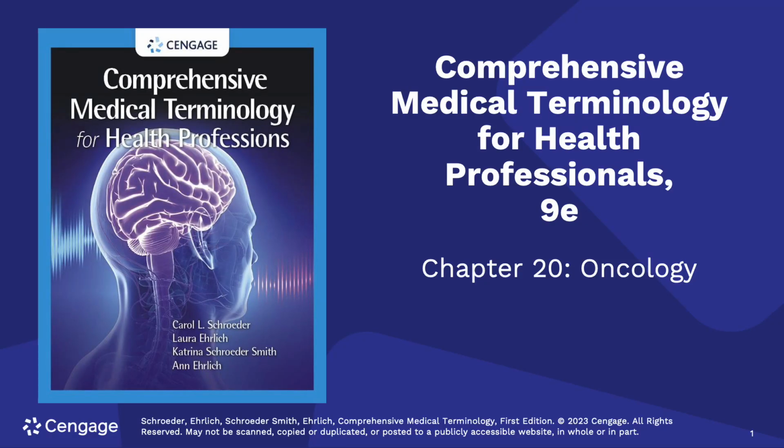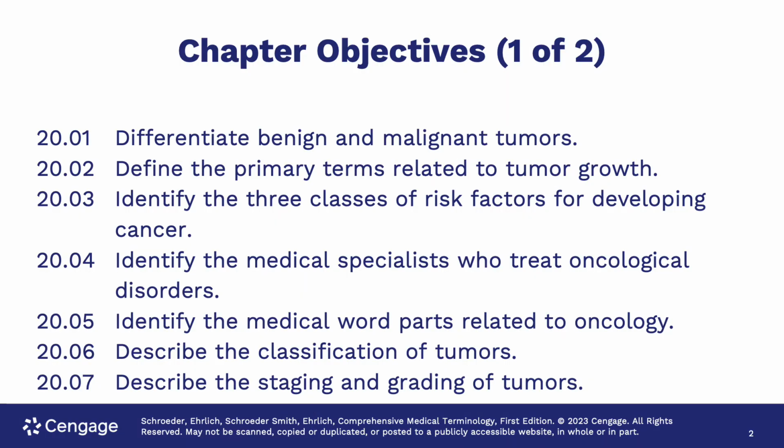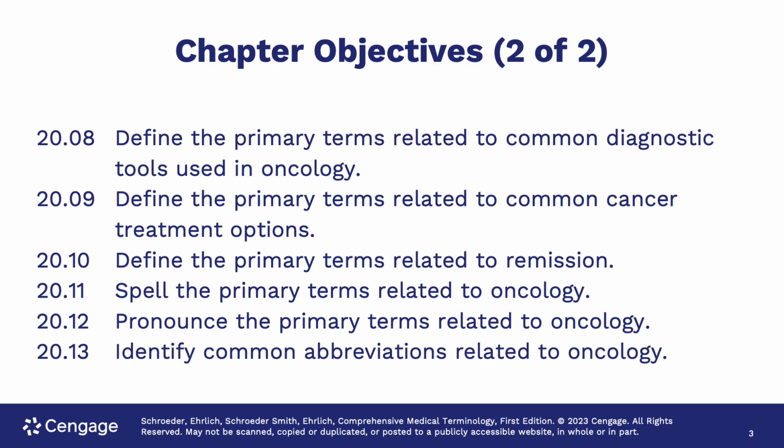Hi everyone, welcome to the lecture for Chapter 20 on Oncology, which is the study of cancer. We're going to start off with a little bit about differentiating between benign and malignant tumors, and then some of the primary terms related to tumor growth, different risk factors, and then medical specialists who focus on treating oncological disorders. And then there will be some other things that you can continue to learn on your own from this.